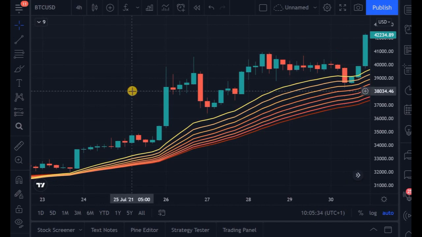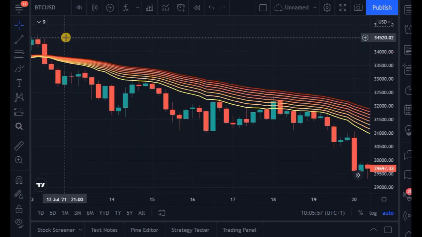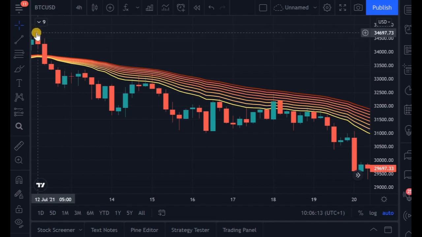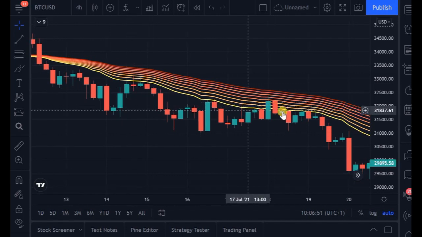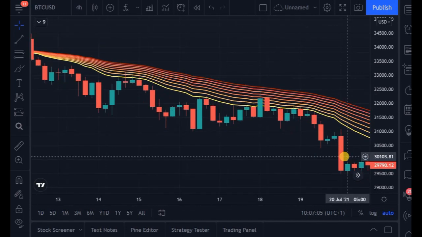Now let me show you an example of a downtrend. Let's scroll back. Right here is an example of a downtrend using the MA exponential ribbon. You would notice that when the price broke below this MA exponential ribbon, that is when the downtrend on the 4-hour time frame was confirmed. As you can see, the MA exponential ribbon acts as resistance in a downtrend. So this is what I use to identify whether an asset is in an uptrend or a downtrend.